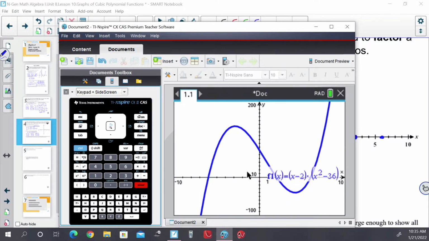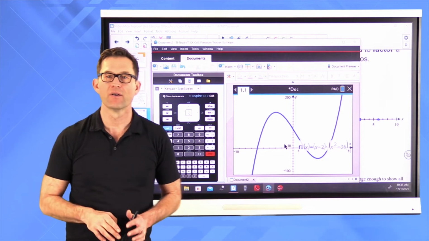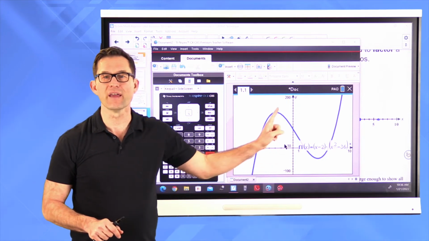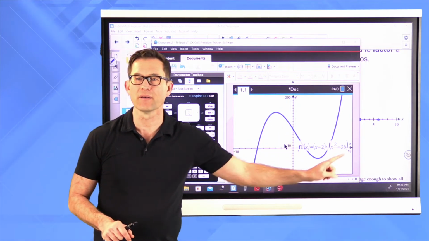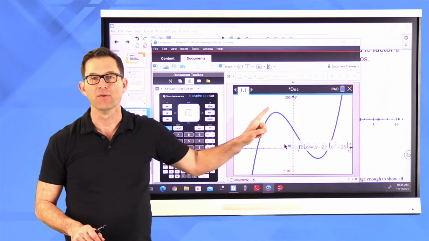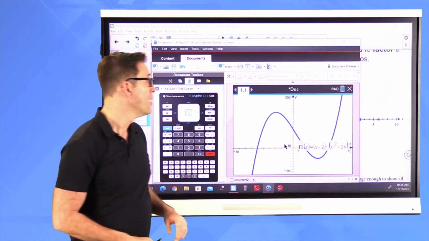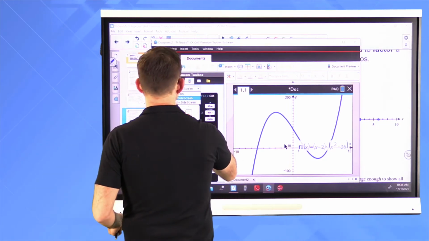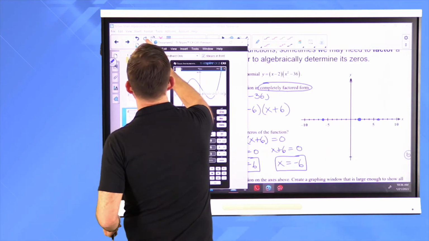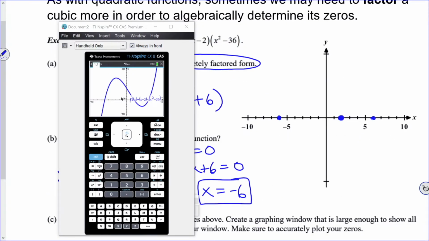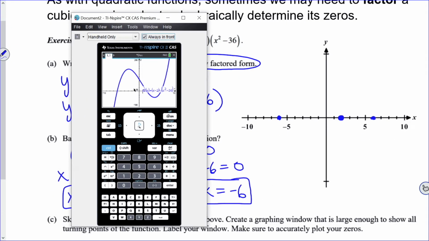Look at that. That's a nice looking graph there, right? I can really see the nature of that cubic coming up, coming down, coming back up. I've got those two turning points, those three zeros, which we've already plotted, right? So all I need to do now is get a sketch of this on my graph.